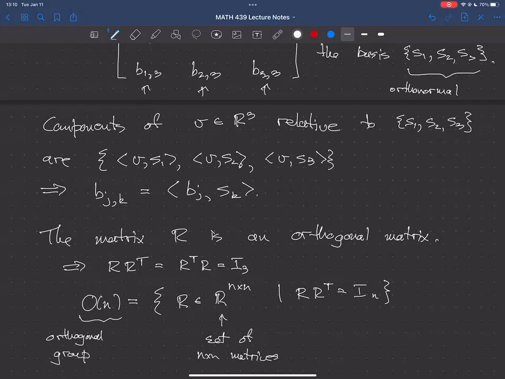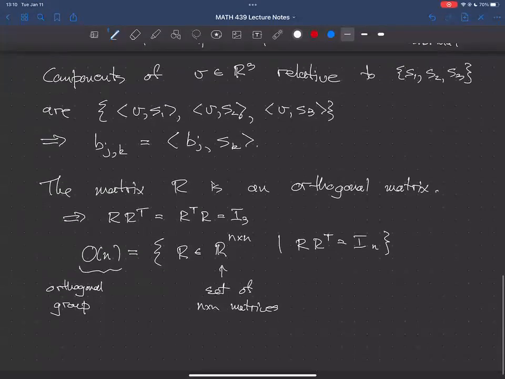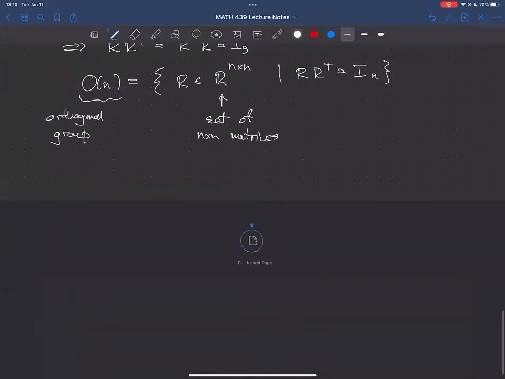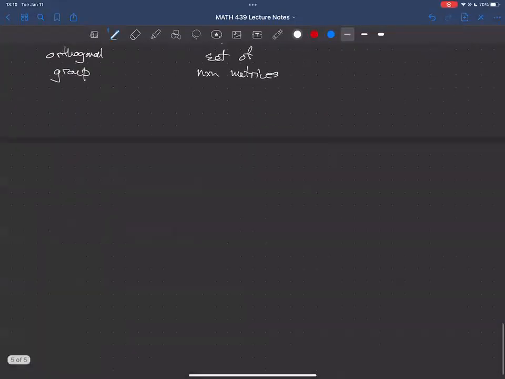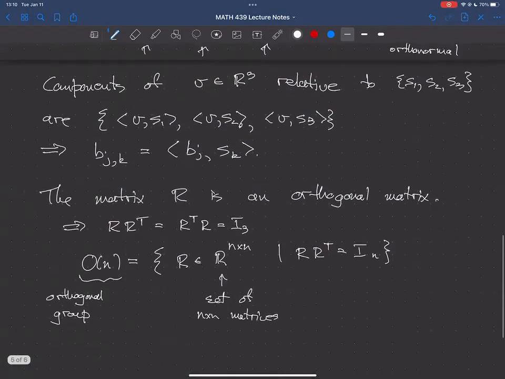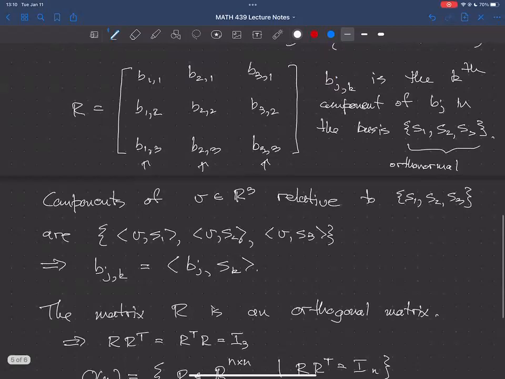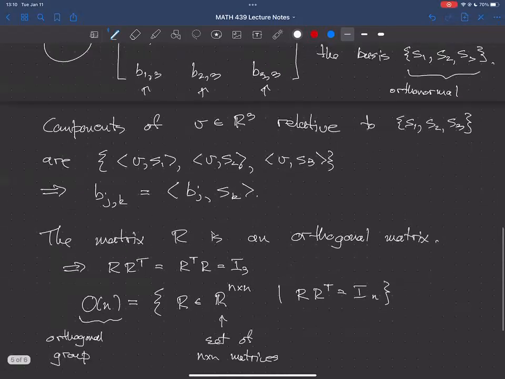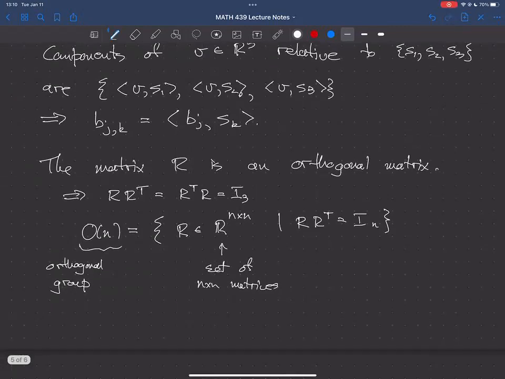Okay, and it's a group because when you take two orthogonal matrices and multiply them together, you get another orthogonal matrix. That's probably a homework problem or maybe an exam problem that you've had in the past. Now the orthogonal matrix that you get in this case, it has an additional attribute.